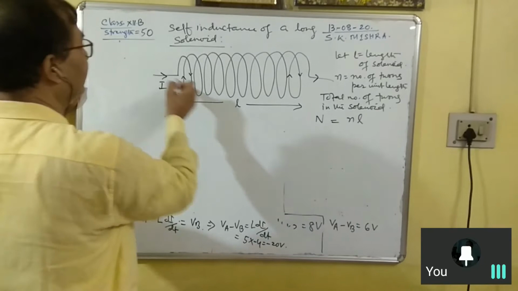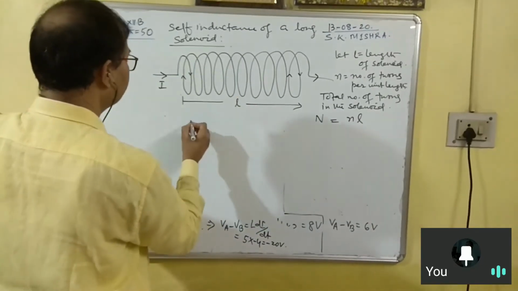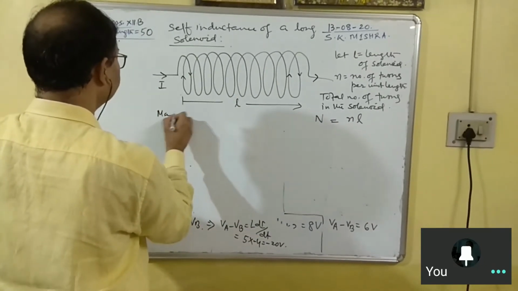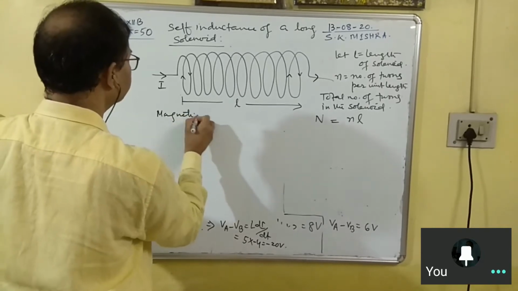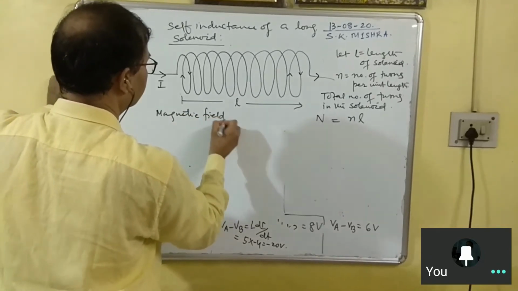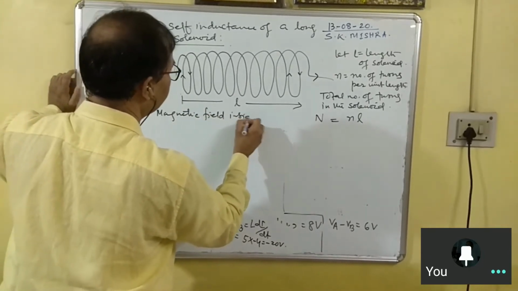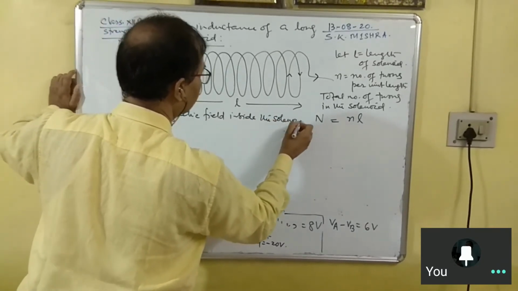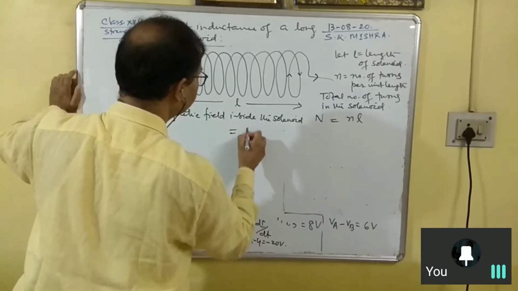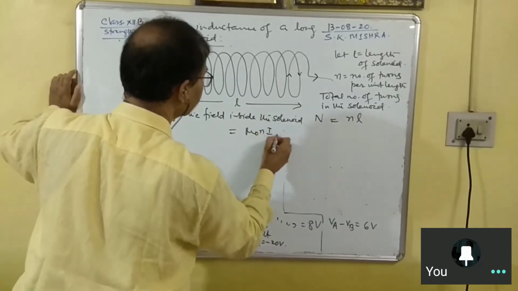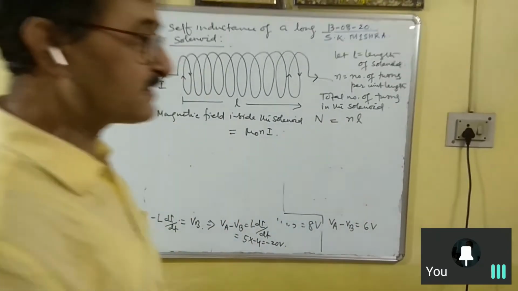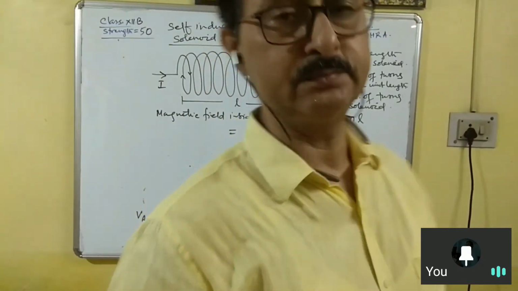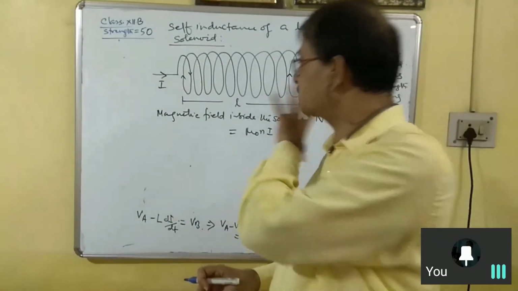So what is the magnetic field? When a current I passes through the solenoid, then the magnetic field well inside the solenoid is mu naught Ni. Say this solenoid has core as air or vacuum, so this is an air cored solenoid.